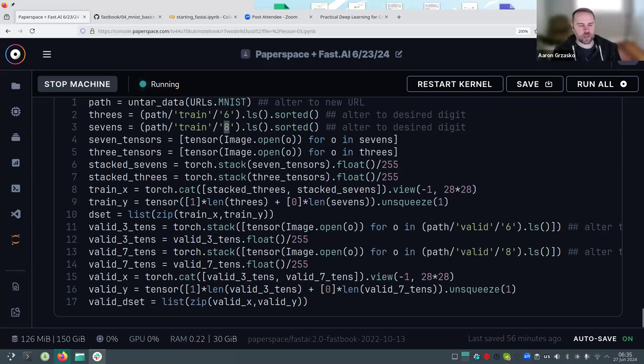Yeah, what kind of accuracy were you getting with your 3s and 7s? You said you're getting 50% with the 6s and 8s or whatever. For 5s and 6s, about 50% if I use default, you know. Okay.